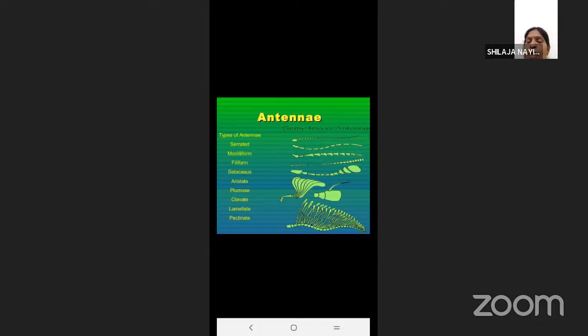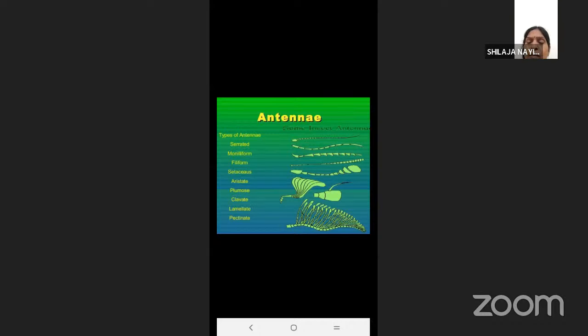The scape is the basal segment, the pedicel is above the scape, and the flagellum is the longest part of the antenna. In some insects, it may be very long. In some insects, it will be very flat. The structure of the flagellum keeps varying according to the surroundings and habitats of the insect.